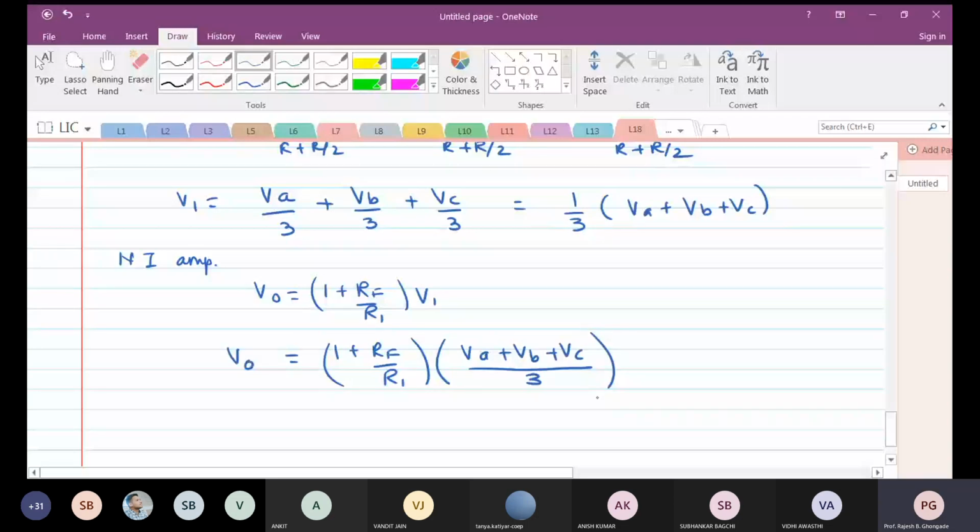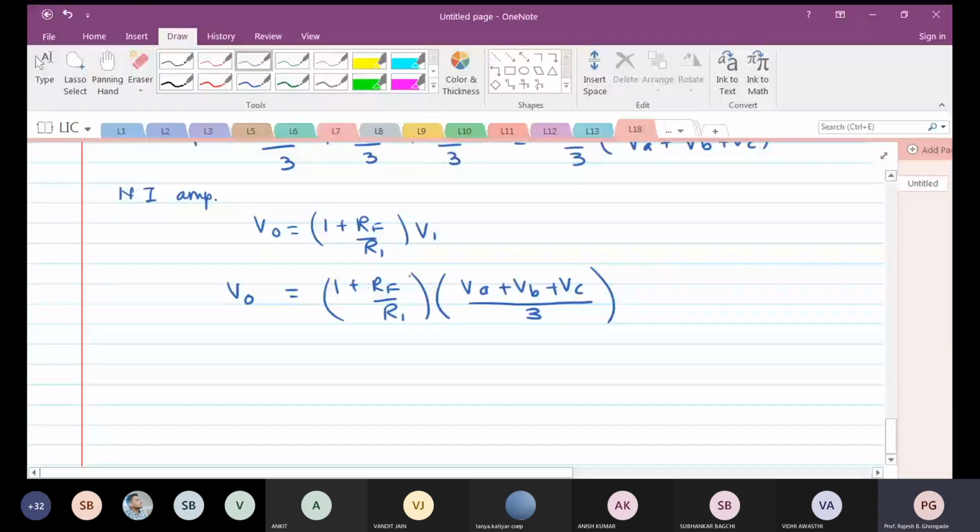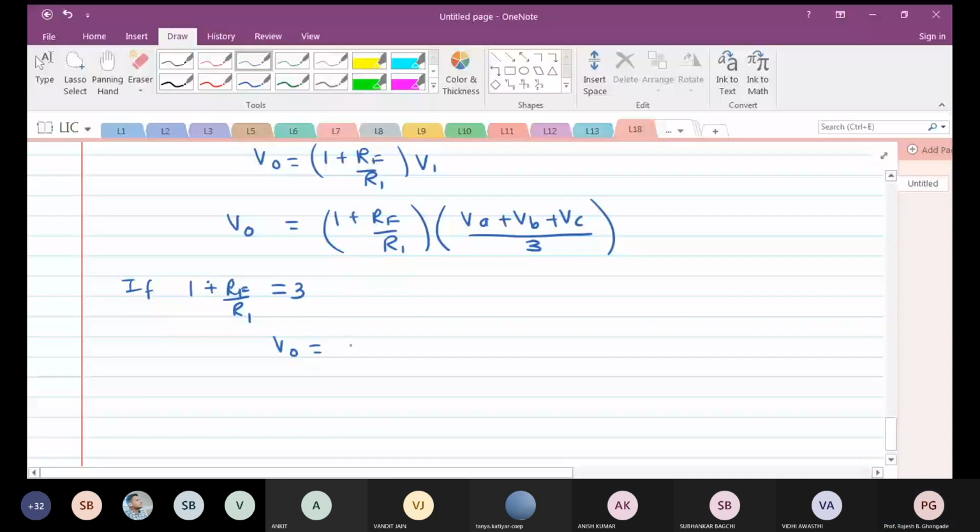As you can see, that output is a sum, of course with these scaling factors, of VA plus VB plus VC. If I make 1 plus RF by R1 equal to 3, then what do I get? VO is VA plus VB plus VC. So essentially what I get is a summing amplifier, but of course it is a non-inverting output. Clear? Yes, sir. Very straightforward and simple derivations.